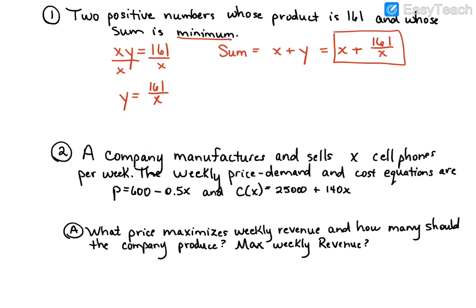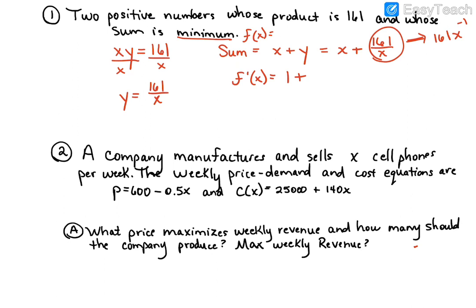So in order to find that minimum value, we have to take the derivative. So we'll pretend like this is your f of x function. So we're going to look for the f prime of x. So the derivative of x itself is just a 1. And then, of course, I would rewrite this here as 161 times x to the negative first. So I can just do the power rule.